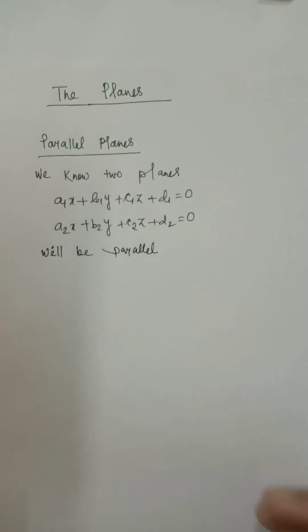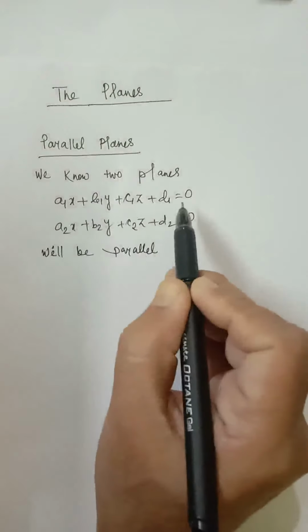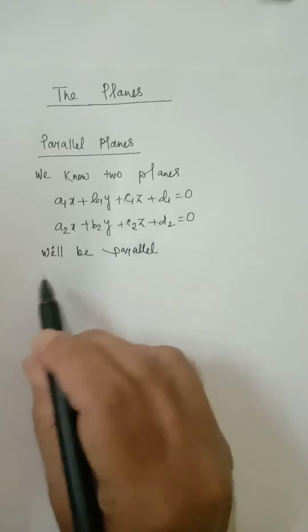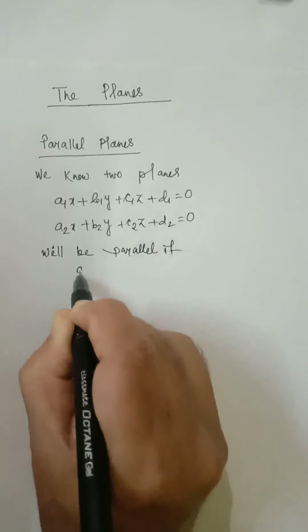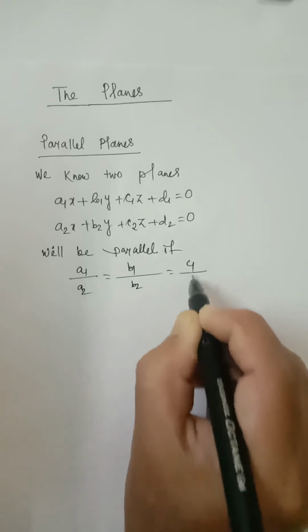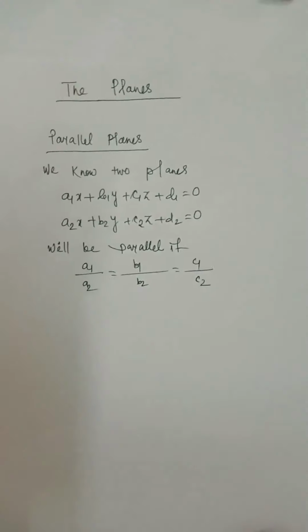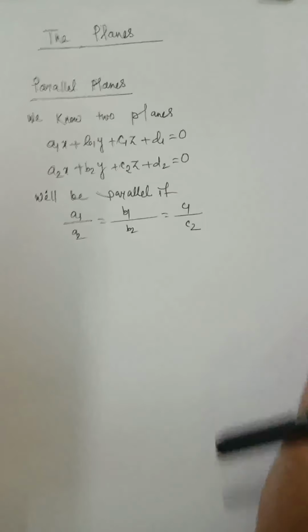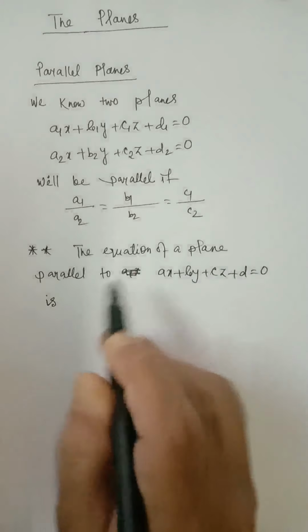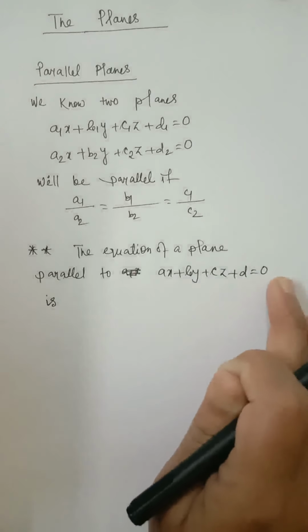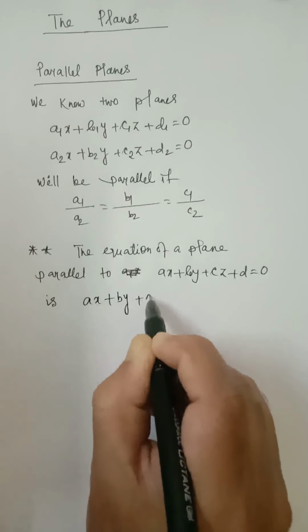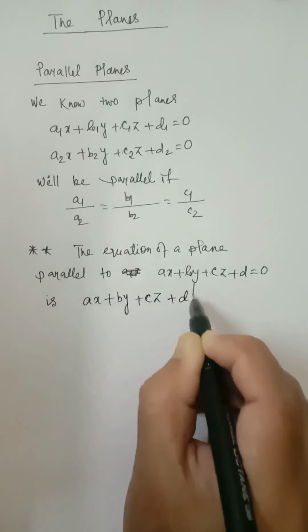We know the planes a1x plus b1y plus c1z plus d1 equal to 0 and a2x plus b2y plus c2z plus d2 equal to 0 will be parallel if a1 by a2 is equal to b1 by b2 equal to c1 by c2. Now from this we can derive this particular result. The equation of a plane parallel to ax plus by plus cz plus d equal to 0 is ax plus by plus cz plus d dash equal to 0.